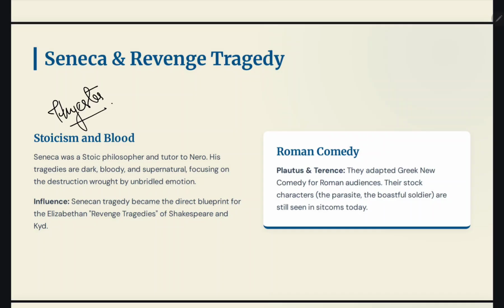Okay, now let's discuss Plautus and Terence. After all the tragedy, let's laugh again. Plautus, he is a Roman comic playwright. He adapted Greek New Comedy. And his features include mistaken identities, clever servants, foolish masters, and comic confusions. And his famous work is Menaechmi.